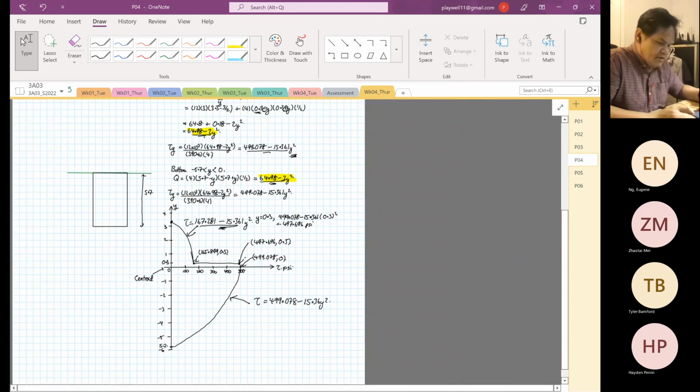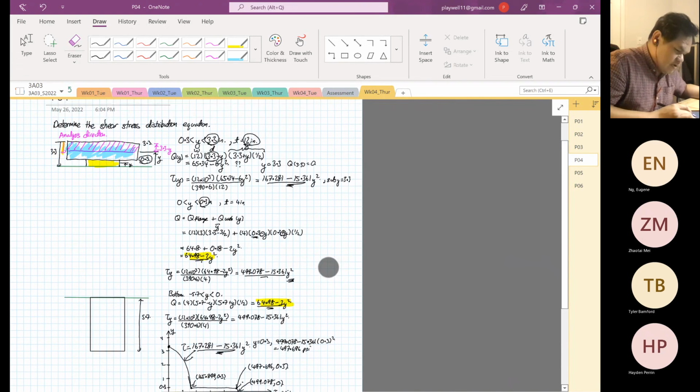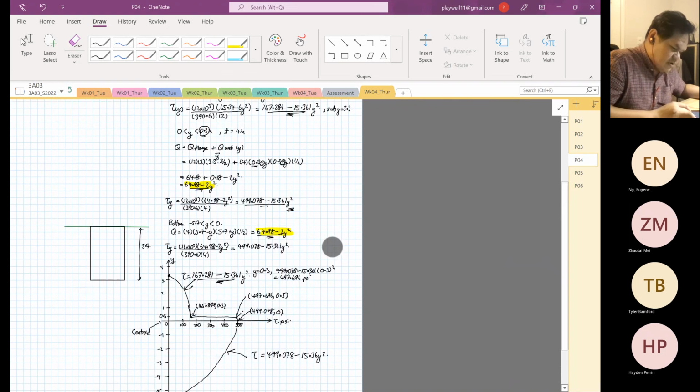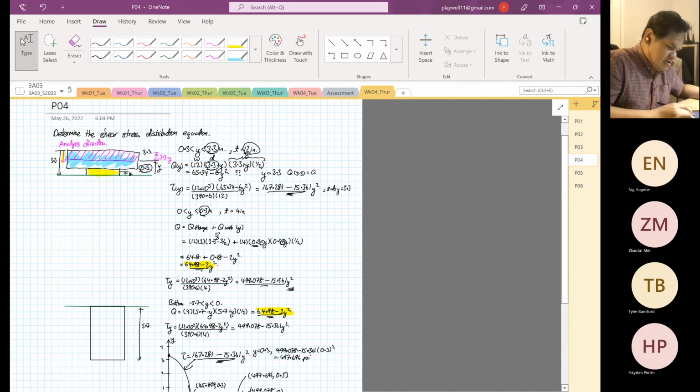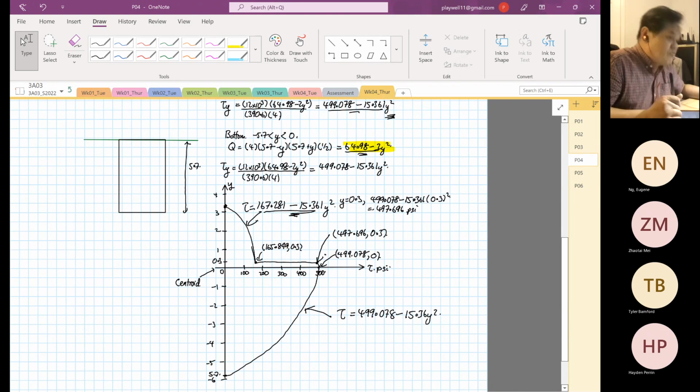So I hope that's all I have now. I hope doing this example is a good revision for you, especially as this covers everything regarding shear stress. And any other question?